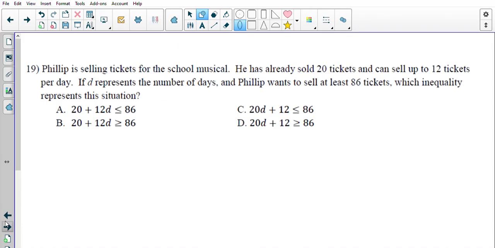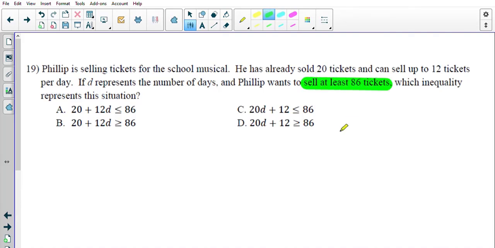All right, we have one last question to take a look at, number 19. So let's read through this. Philip is selling tickets for the school musical. He has already sold 20 tickets and can sell up to 12 tickets per day. If D represents the number of days and Philip wants to sell at least 86 tickets, which inequality represents this situation? Well, first off, we know that he wants to sell at least 86 tickets.